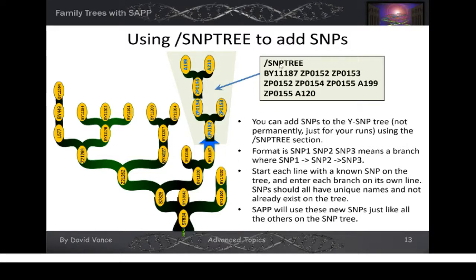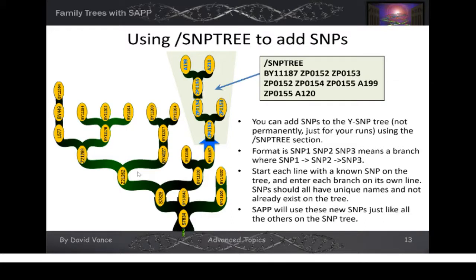And if you do put this section into your input file, SAPP will then use those SNPs, just like any other SNPs in its internal database. It will do all of the sorting that we talked about on the previous slide and use those in order to make the branching closer to the SNP structure.